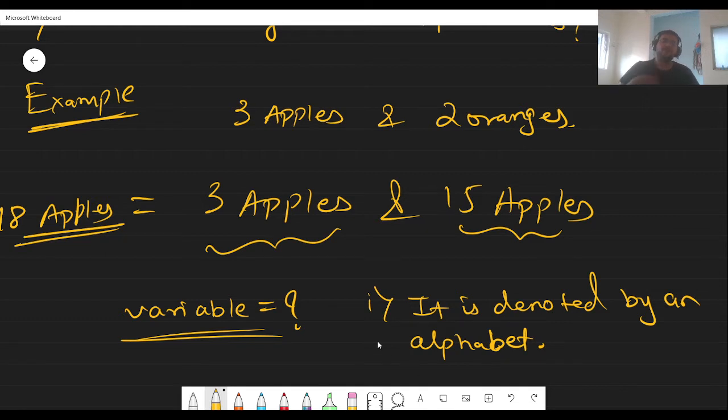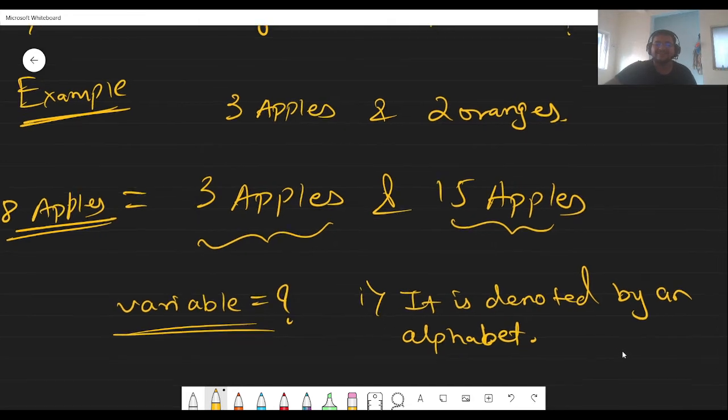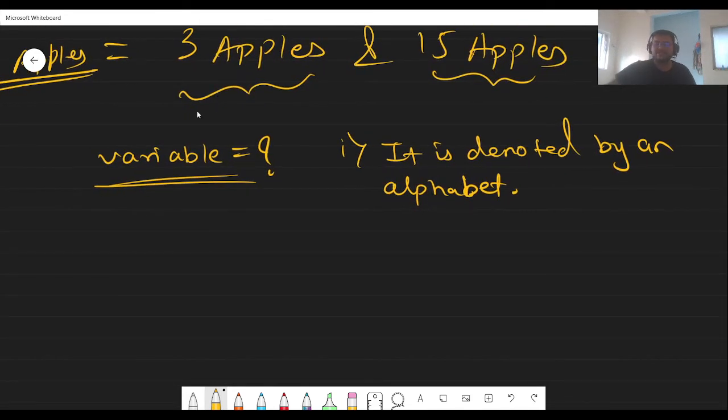And why do we denote a variable by an alphabet? Till now we have studied that math is all about numbers, right? Then why are we introducing the alphabet? Are we studying English here? The answer is no. The reason is that here we are trying to write a general form. What do you mean by general form?